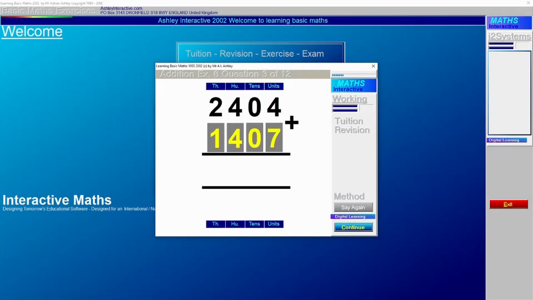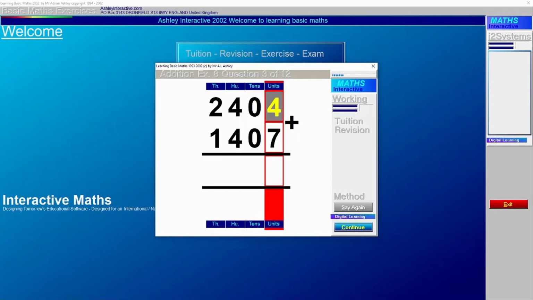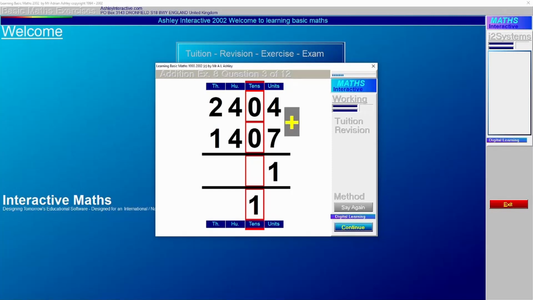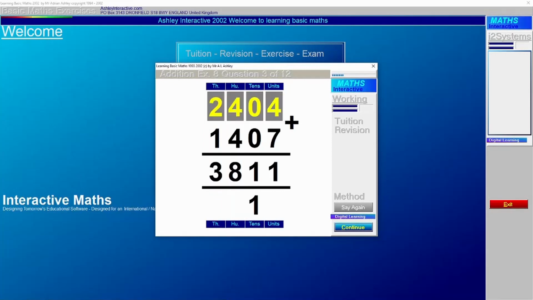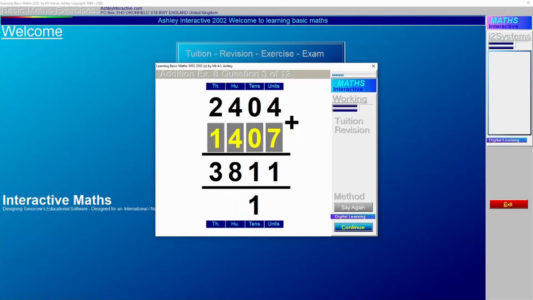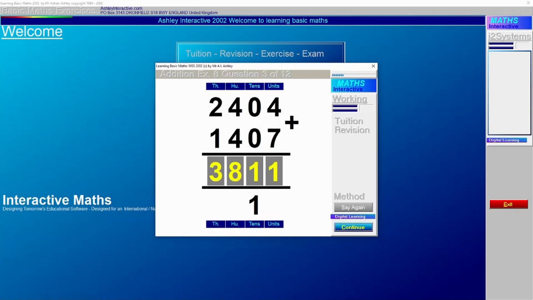2,404 add 1,407, adding up the units column. 4 add 7 is equal to 11. 1 carried to the tens column. 1 adding up the tens column. 0 add 0 add 1 is equal to 1. 4 add 4 is equal to 8. 2 add 1 is equal to 3. 2,404 add 1,407 is equal to 3,811.